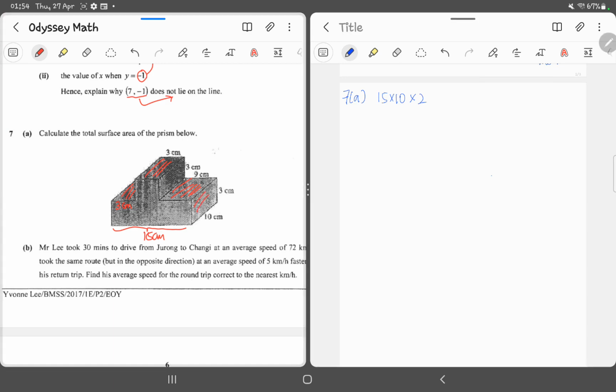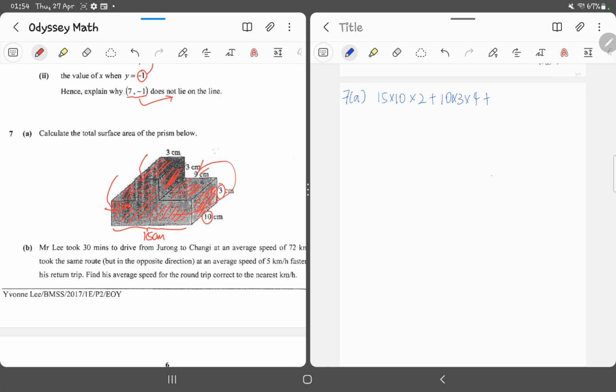Next, I'm going to find the area of these sides over here, which is also the same as over here, and there's another one at this corner, at this side, and another one at this side as well. So that will be 10 times 3 times 4, because there are 4 sides. And finally, we are going to find the area of this side over here, and there's another one behind.